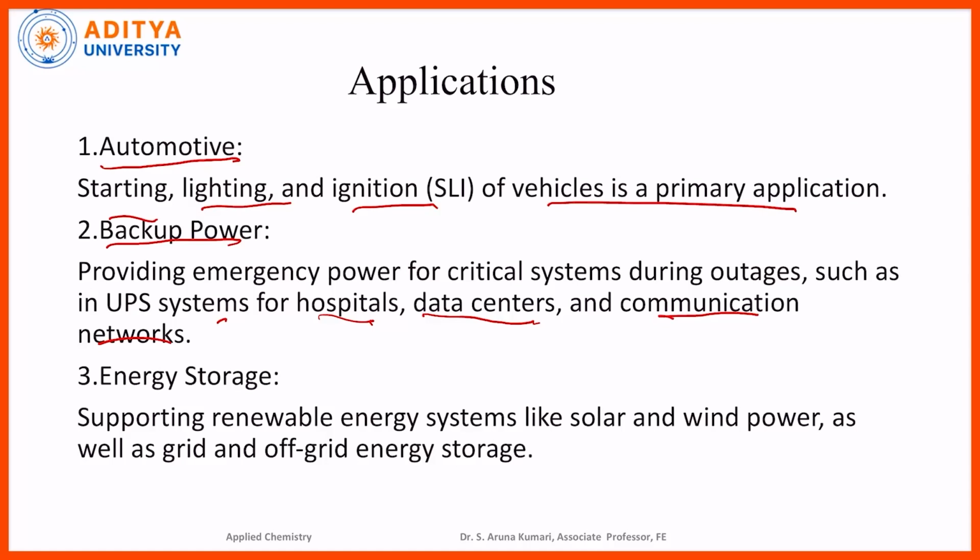So, apart from being used in vehicles, the lead acid battery is also used for power backup systems, especially for providing backup power in hospitals, data centers, and communication networks. It is also used in energy storage, supporting renewable energy systems like solar and wind power, as well as in grid and off-grid energy storage.